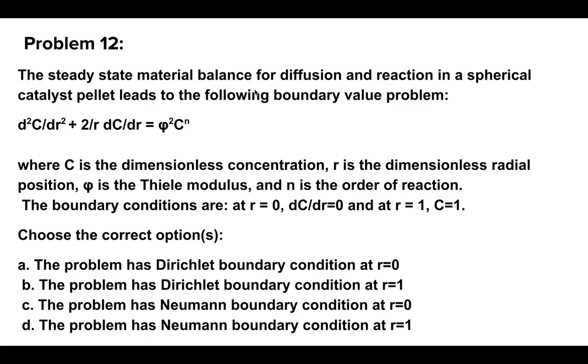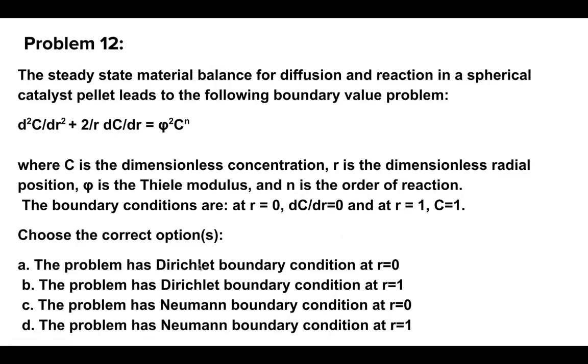The steady state material balance for diffusion in a spherical catalyst pellet leads to the following boundary value problem. It's a second order ODE. C is a dimensionless concentration, R is a dimensionless radial position, theta is the Thiele modulus, and N is the order of the reaction. The boundary conditions are: at R equal to 0, dC by dR is equal to 0, and at R equal to 1, C is equal to 1.